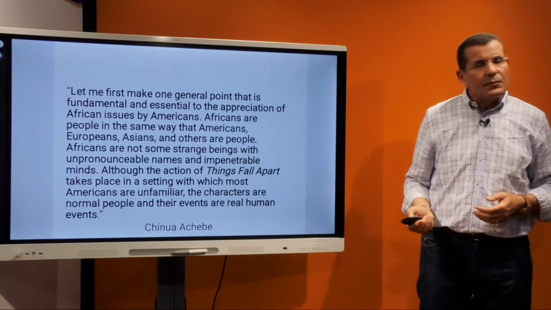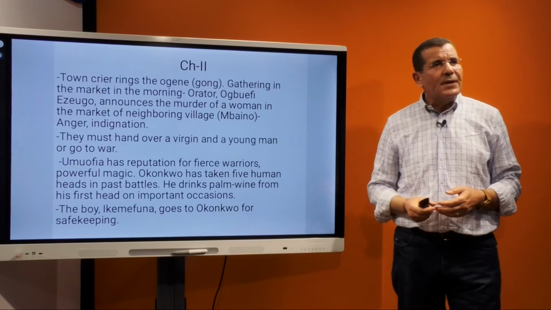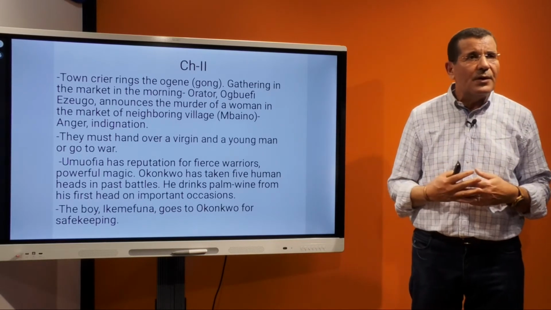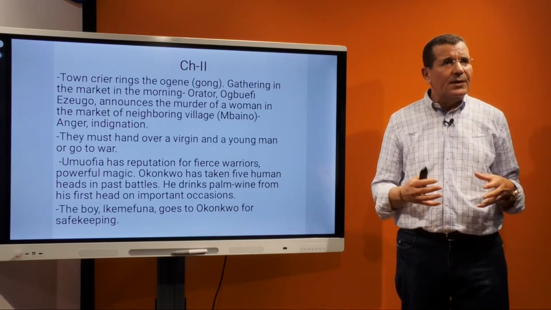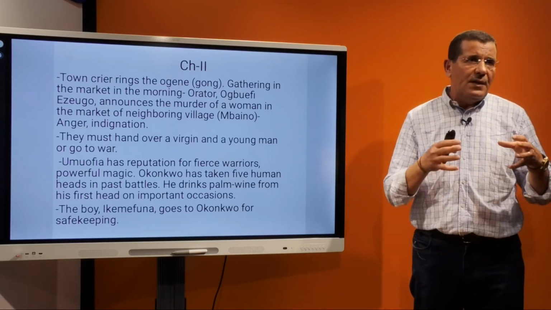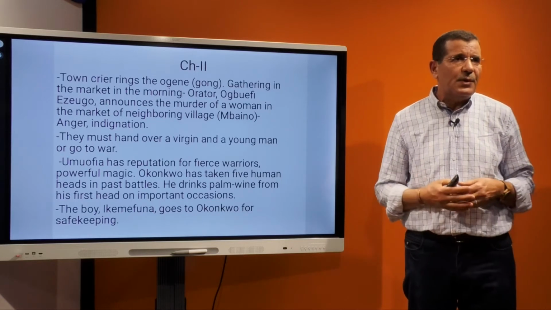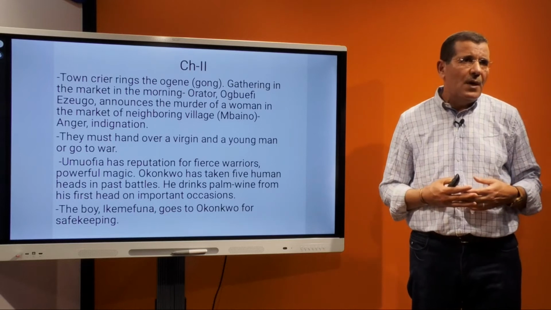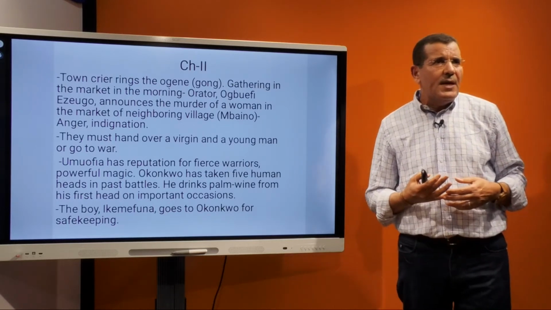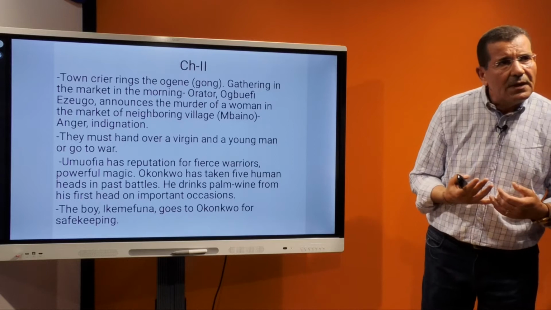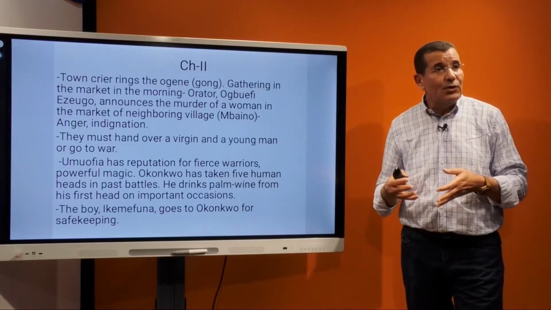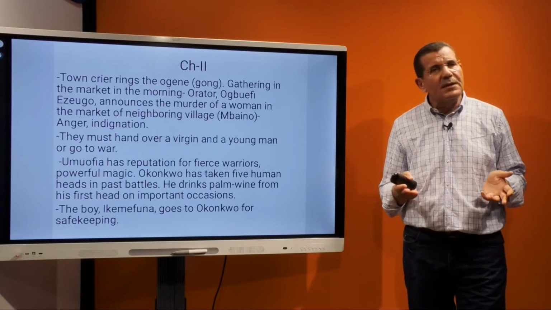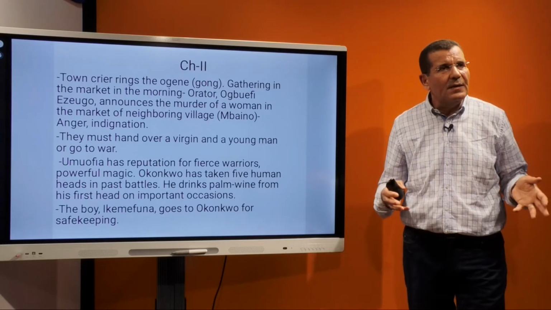In the second chapter, the town crier rings the gong, and he calls for a gathering, the market in the morning. And here, in the second chapter, we have a market gathering of the village in a moment of anger. They have to discuss the announcement of the murder of a woman in the market. We have again violence, and there is anger and indignation, and the call for a meeting.